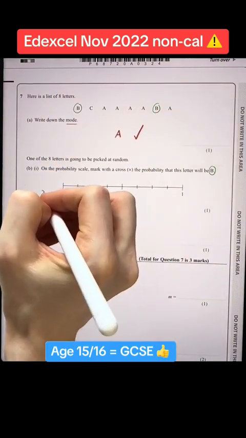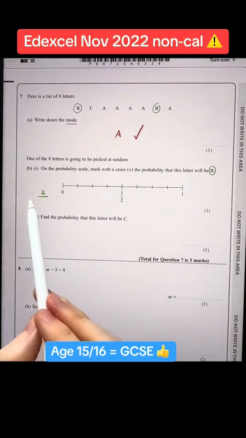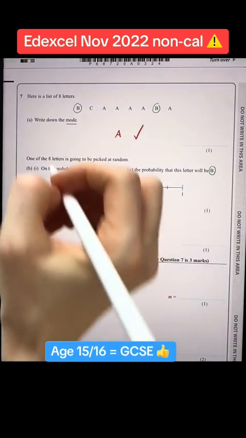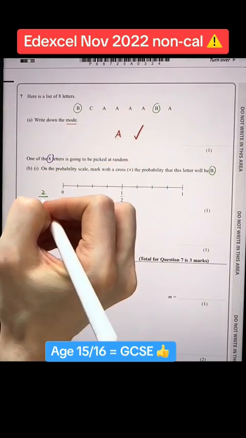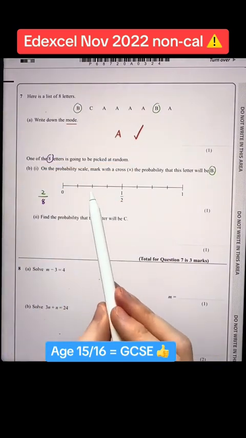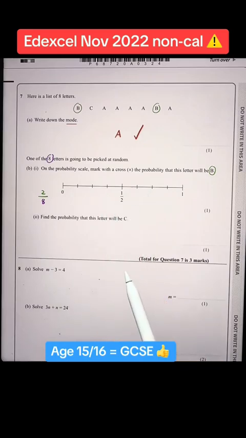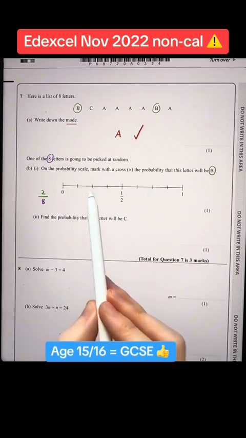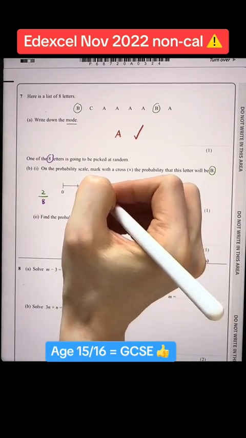So there's 2 chances of being successful of getting letter B. And it's always divided by the number of letters. In this case, we know the number of letters, there's 8. So it's 2 over 8. We can see here our scale has been divided into 8 sections. Hence 2 over 8, 1, 2. Therefore, the probability of getting a B will be here.